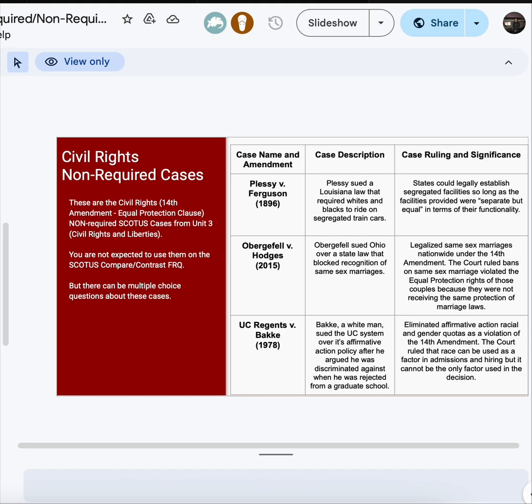Texas v. Johnson, flag burning is protected by free speech. McDonald v. Chicago, the right to bear arms applies to the states. And then Obergefell v. Hodges, same-sex marriage is legal nationwide. And then Dobbs v. Jackson, where the Constitution does not guarantee a right to abortion, and the states get to decide. I remember all of those, right?